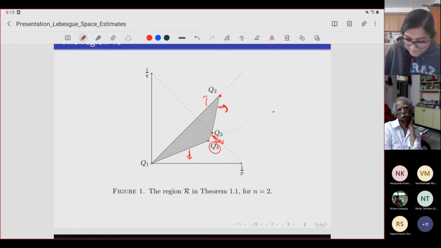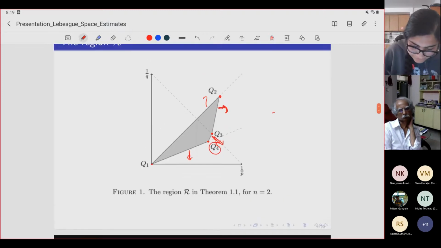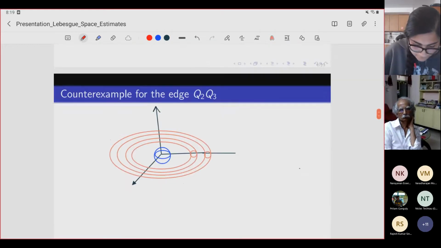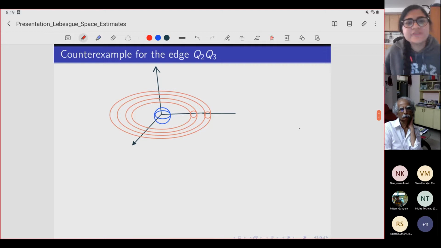So that's what it is. So let me first talk about these Q1, Q4, and Q2, Q3 counterexamples, which also will turn out to be duals to each other, and then the interesting Q3, Q4 example. So the counterexample for the edge Q2, Q3, you should have this picture in mind.